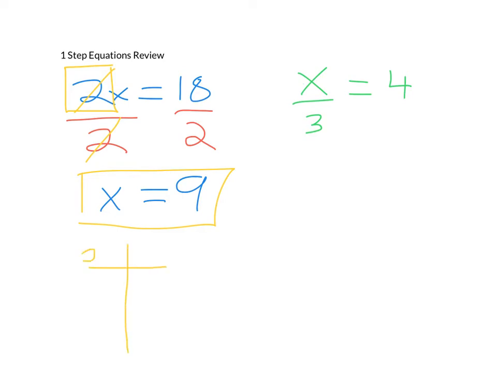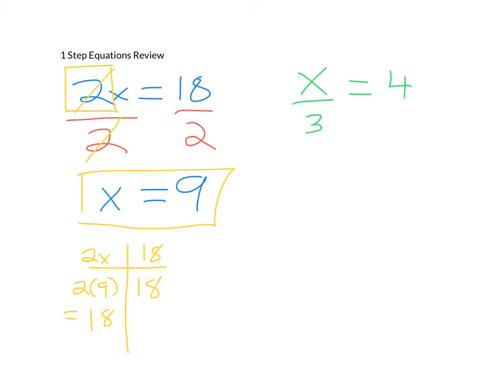So we've got 2 multiplied by x, and we've got 18. So 2 times 9 is going to give us 18. The other side was 18. Left side and right side are the same, so we know we did our work correct.